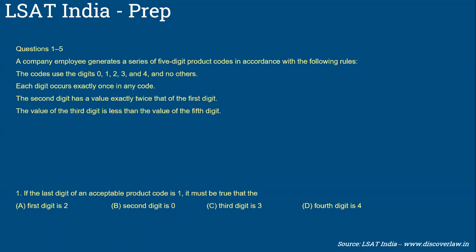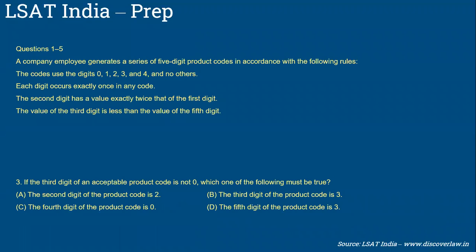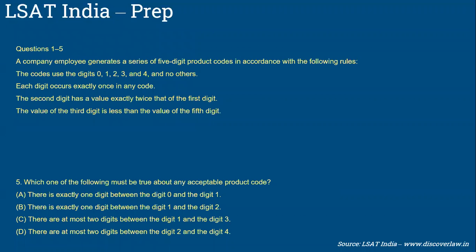My question number one is, if the last digit of an acceptable product code is 1, it must be true that. So basically I have to apply the conditions given in the paragraph and come to a solution using this additional condition. I quickly read the other questions. Question number 2 is, which one of the following must be true about any acceptable product code? Then question number 3, number 4, number 5. Why I do that is, after reading these questions, I'll get a sense of direction on how I am supposed to proceed with this question.